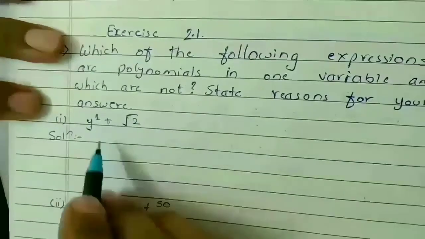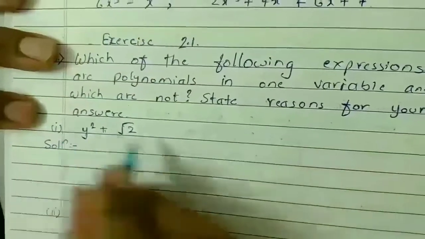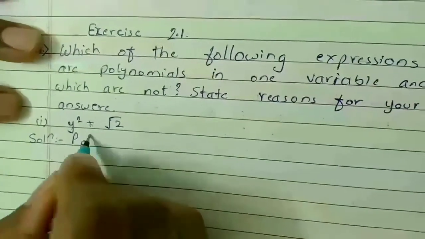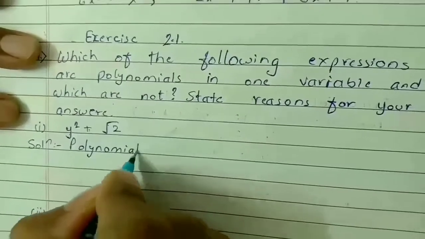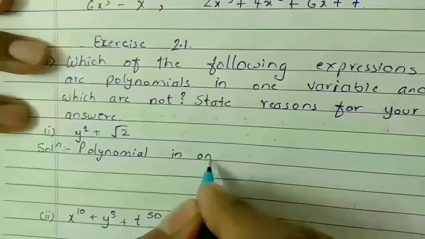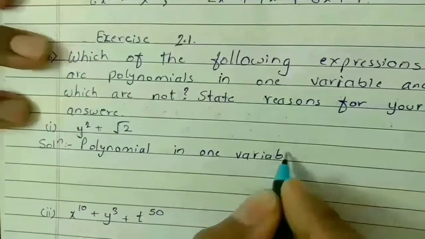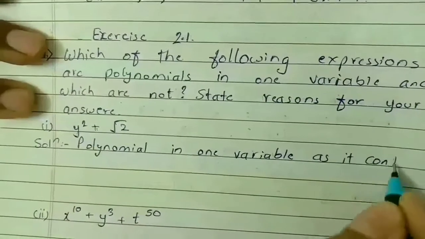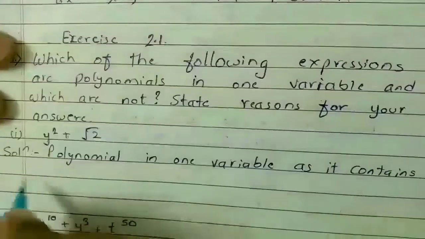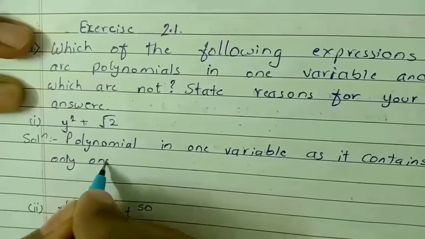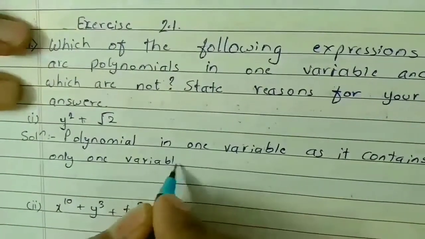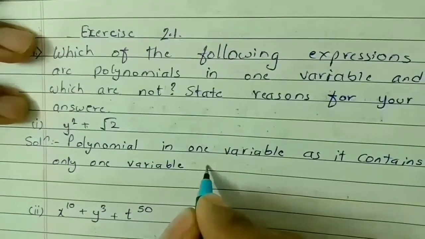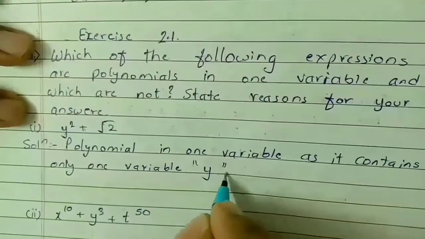Why is it? Because it has only one variable. State reasons. How will we write it? I'll give you an example. Polynomial in one variable as it contains only one variable. What is the variable in this? Y. Only one variable, y. Okay.